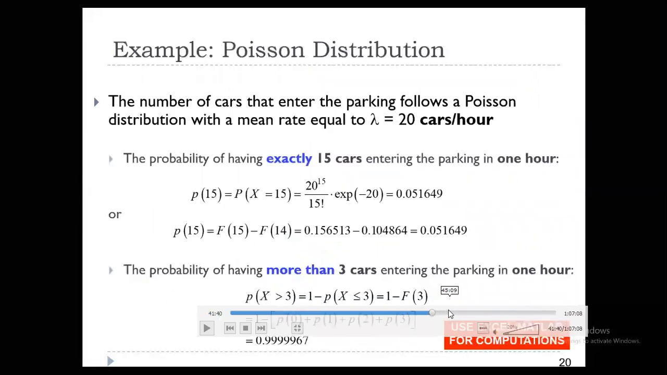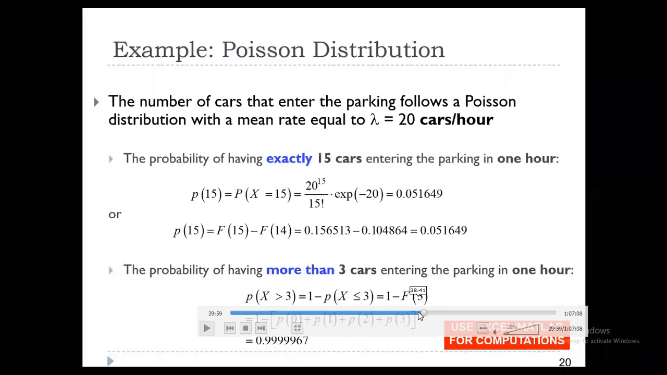Yeah, so there is an example here. He says that the number of cars that enter a parking area follows a Poisson distribution with a mean rate of lambda, which is equal to 20 cars per hour.